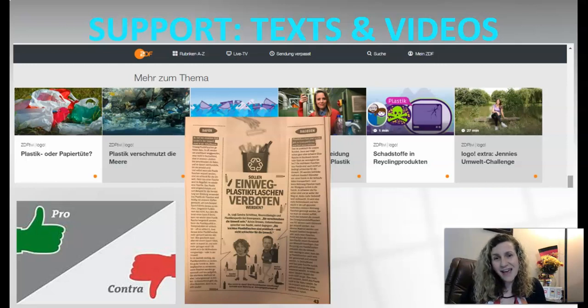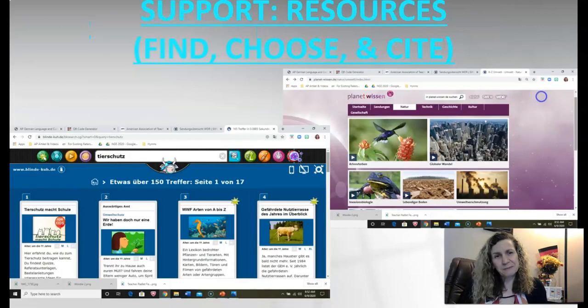So here you'll see a page. I provided the link to my students about plastic and the environment. So plastic versus paper bags, the effect of plastic on water and the ocean. And then you see an article from a magazine where two different people go up against each other for and against forbidding single-use plastic bottles. So again, this gives those more advanced learners the support that they need in terms of more sophisticated language that they could then reuse some of those ideas and some of that wording in the discussion that we have together.